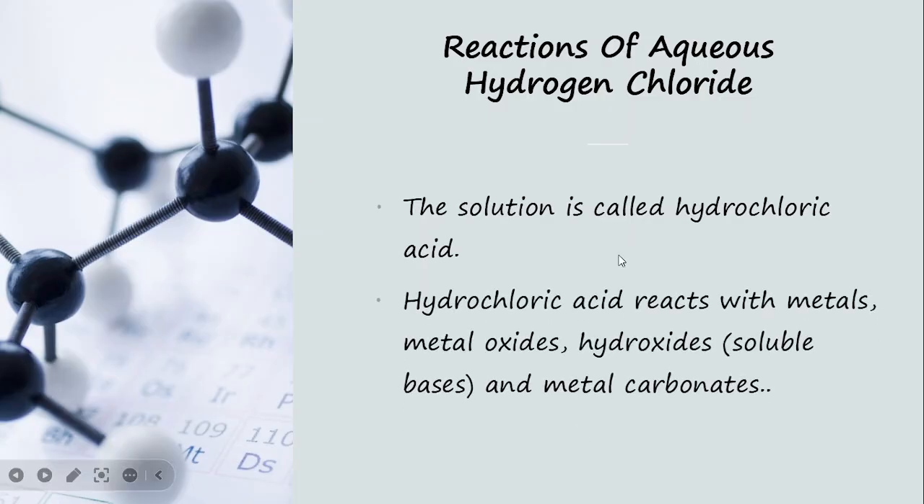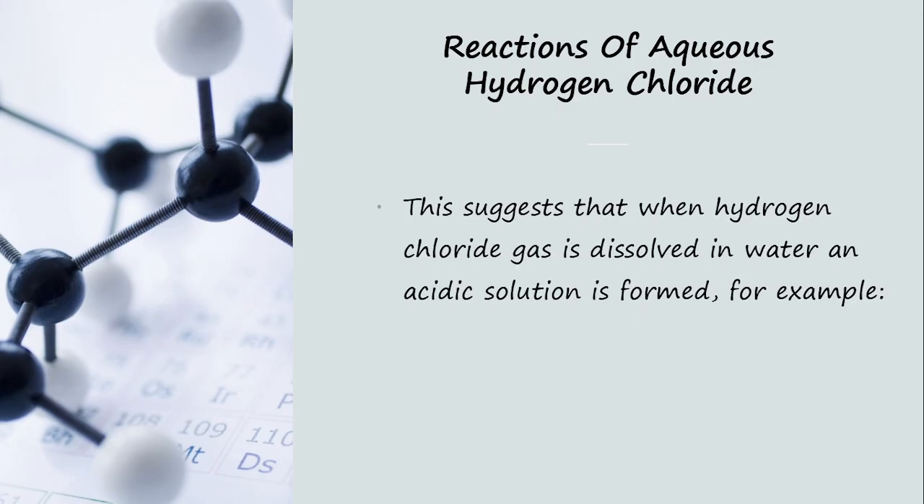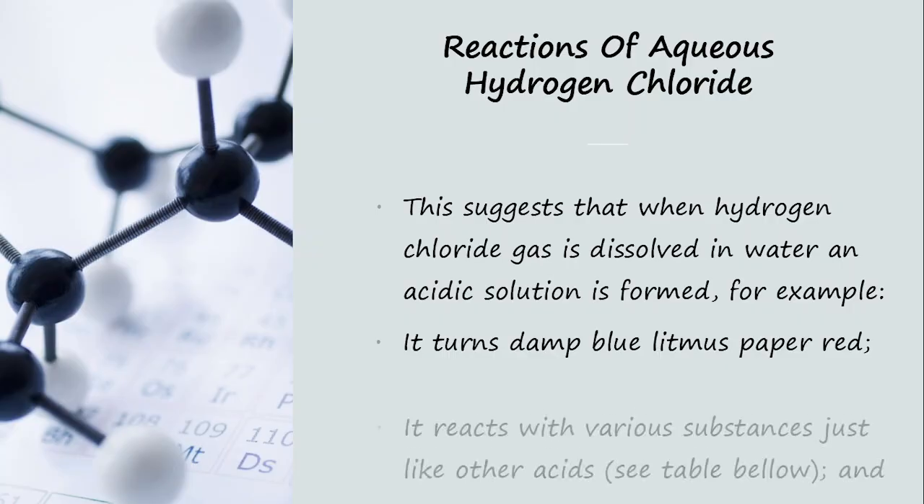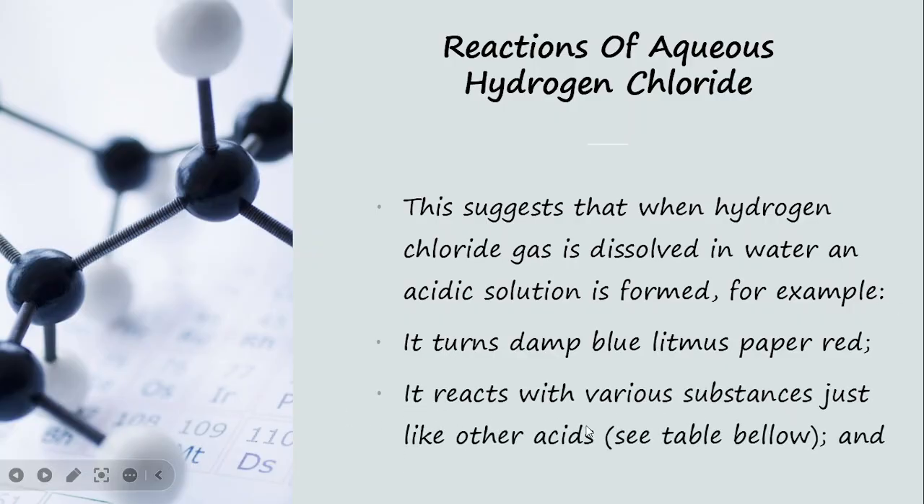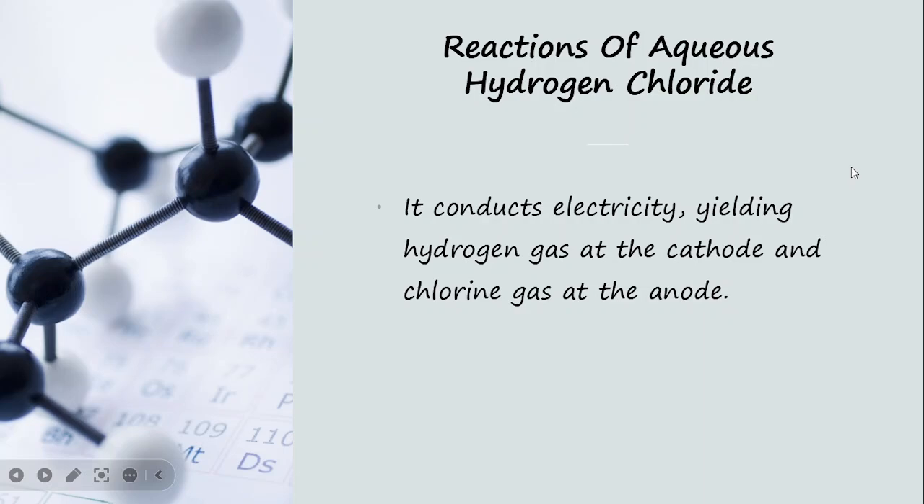Hydrochloric acid reacts with metals, metal oxides, hydroxides, soluble bases, and metal carbonates, and you can see how it reacts. This suggests that when hydrogen chloride gas is dissolved in water, an acid solution is formed. For example, it turns dark blue litmus paper red. It reacts with various substances like other acids, as you can see in the table on the next slides. Also, it conducts electricity, giving hydrogen gas at the cathode and chlorine gas at the anode.